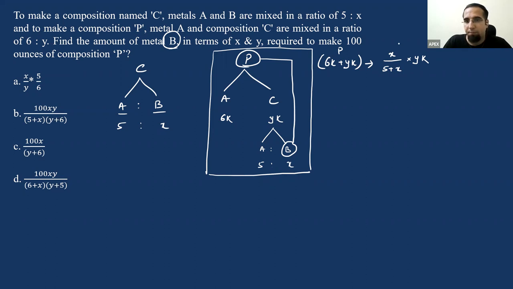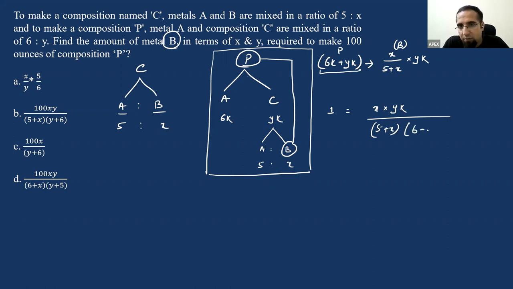Clear? So 6K plus YK ounces of P has X by 5 plus X into YK ounces of P. So 1 ounce of P will give you how much? X into YK divided by 5 plus X. And I bring this to my denominator. So I would write this as into 6 plus Y. And I'm taking a K common. So I know this K and this K get cancelled.